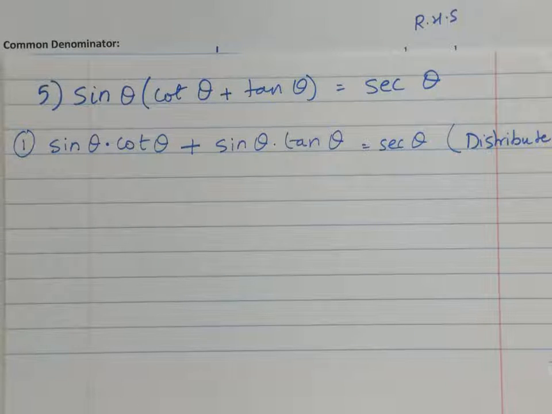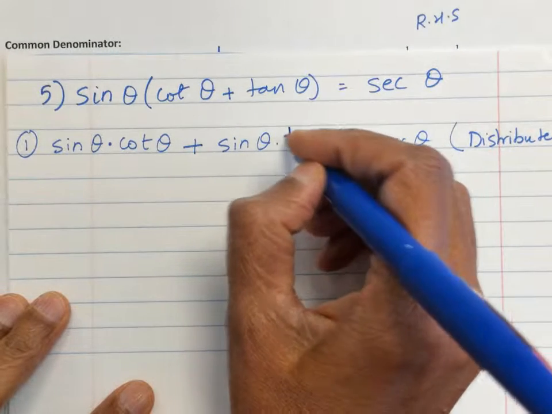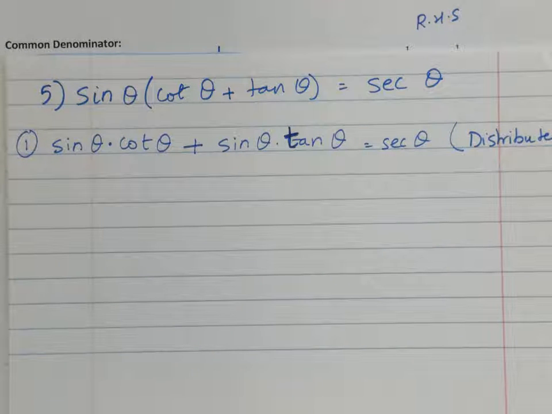Everybody okay so far? That's all I did was to distribute. Now what do you think you'll do? I want you guys to think about it. What are the different strategies we can do? I can't do Pythagorean ID, right? Because I don't see a square anywhere. What are the other strategies that we learned apart from Pythagorean ID?